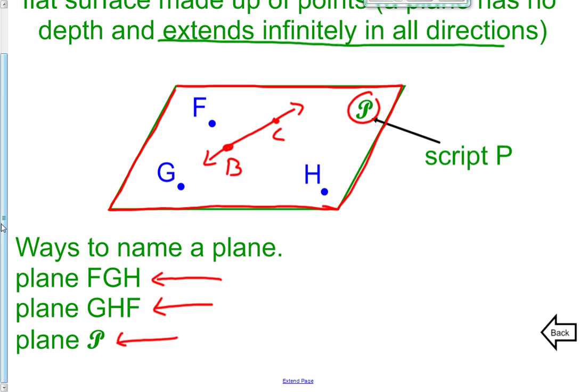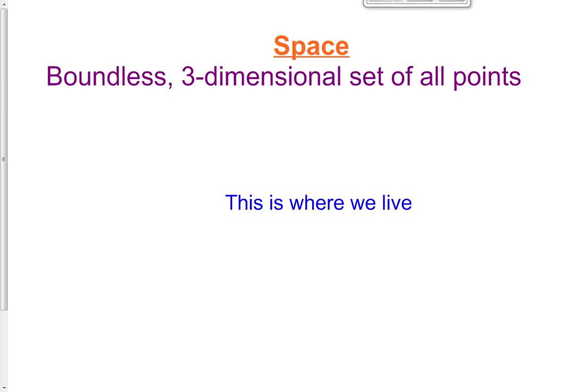it like this capital cursive letter. That's also a way that you could label a plane instead of using three letters. So sometimes our geometry book, some geometry tests and stuff like that, will have this cursive letter up there. That's also another way to label a plane. So those are the three undefined terms of geometry: point, line, and plane.